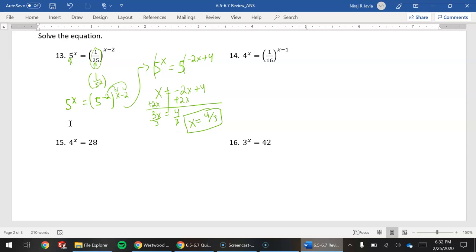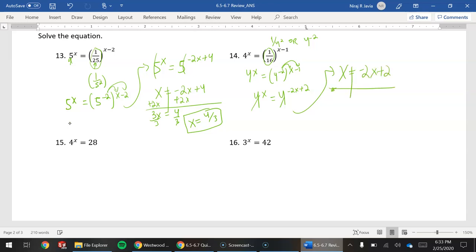Looking at number 14, we notice that we want to get to a 4. It looks like this whole thing right here can be written as 1 over 4 squared, or 4 to the negative 2. So let's rewrite that. 4 to the x is equal to 4 to the negative 2 times x minus 1. Distribute these numbers. 4 to the x is equal to 4 to the negative 2x plus 2. Look at that. The bases are the same. Bye-bye. And then I get x is equal to negative 2x plus 2.